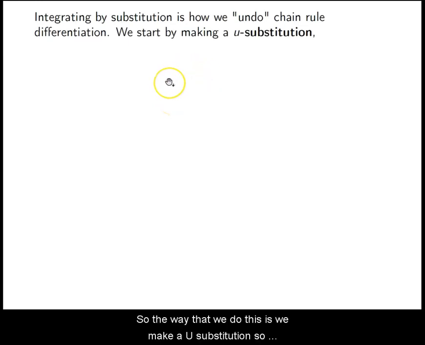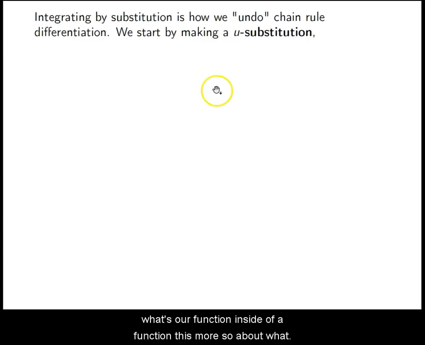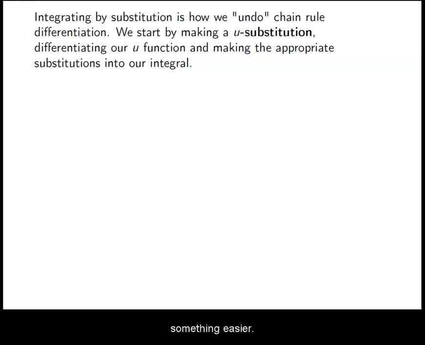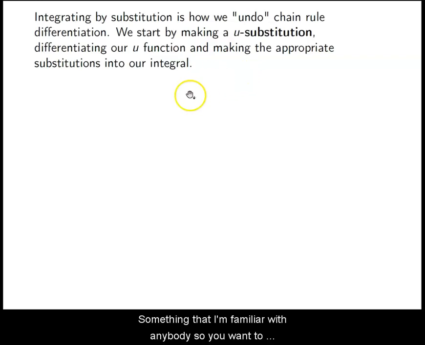The way that we do this is we make a u substitution. We look for what function is inside of another function, and let's make that u. It's not so much just looking at what function is inside a function. It's more about what function I can take out or substitute to make it look like something easier to integrate, or something that I'm familiar with integrating.